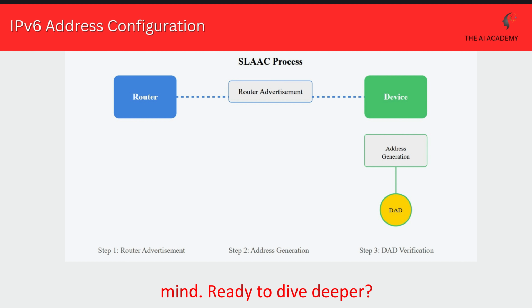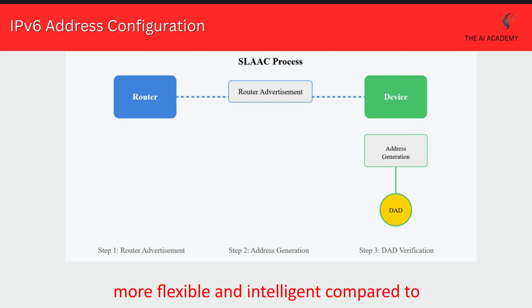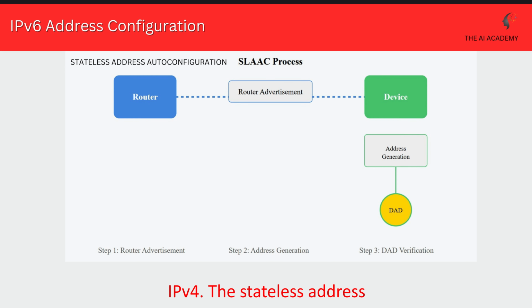Ready to dive deeper? Let's explore how IPv6 addresses work. Now that we've covered the basics of IPv6, let's talk about how devices get their addresses in an IPv6 network. One of the coolest things about IPv6 is that it makes address configuration a lot more flexible and intelligent compared to IPv4. Stateless Address Autoconfiguration (SLAAC) and DHCPv6 are the two primary methods.